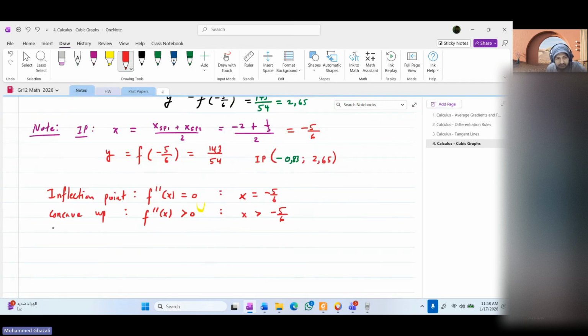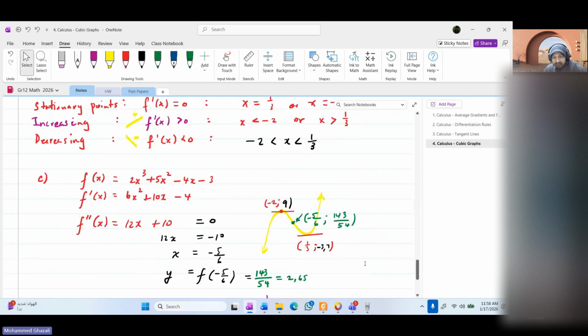Over here, concave down. Right, so when is the graph concave down? When the graph is sad, right? Or when the graph is sad like this, right? So the graph is sad when x is less than -5/6. Let's check that out. Yeah.